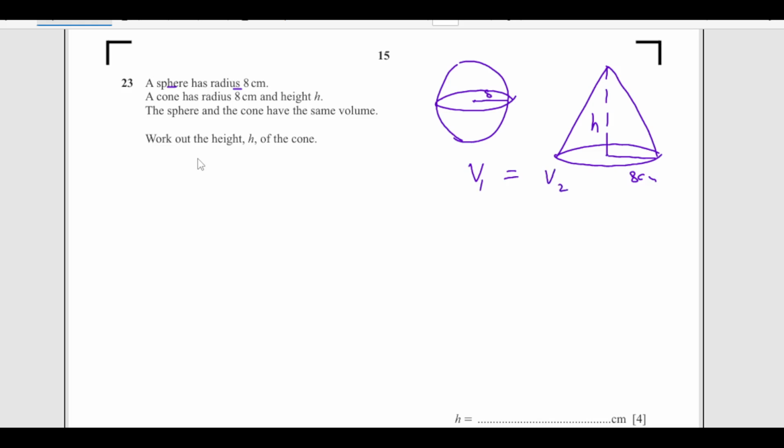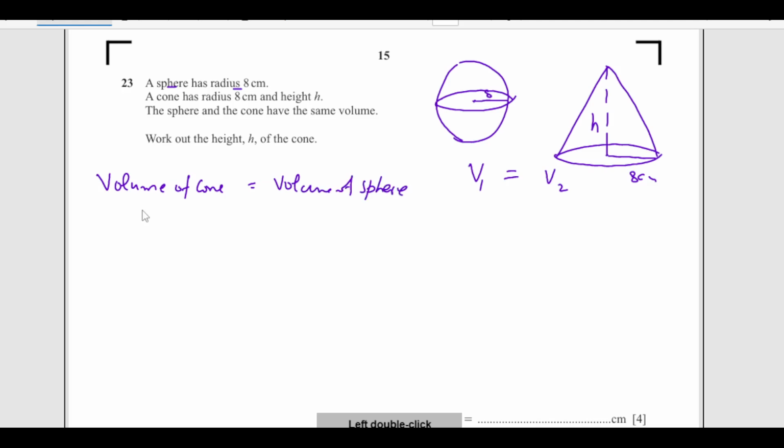So, work out the height of the cone. So, we will write the formula that will be also given to you in the front page. Volume of cone equals to volume of sphere, right.